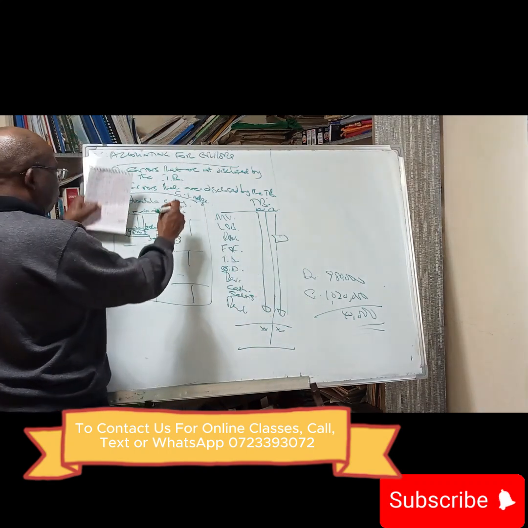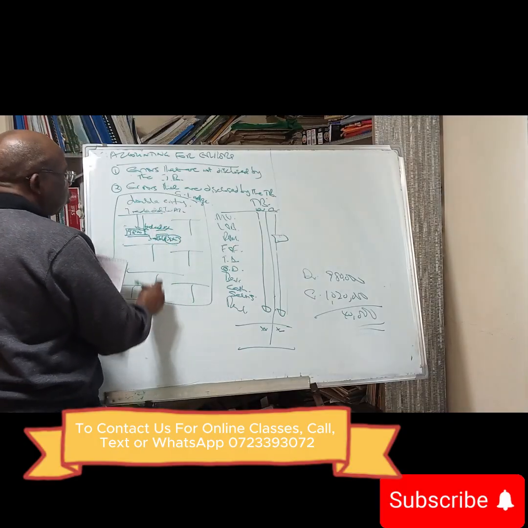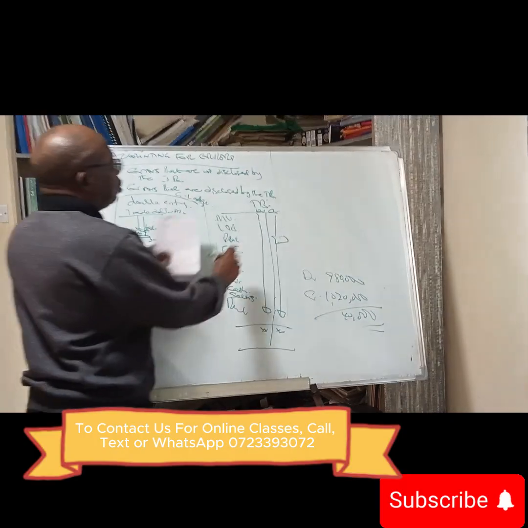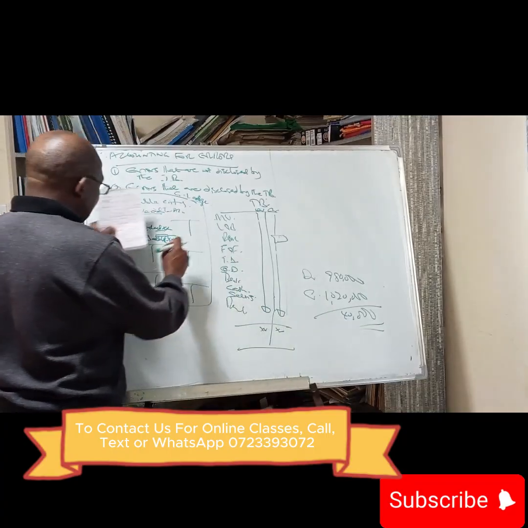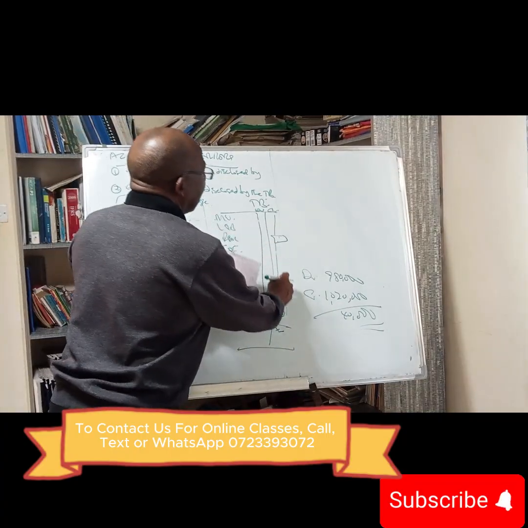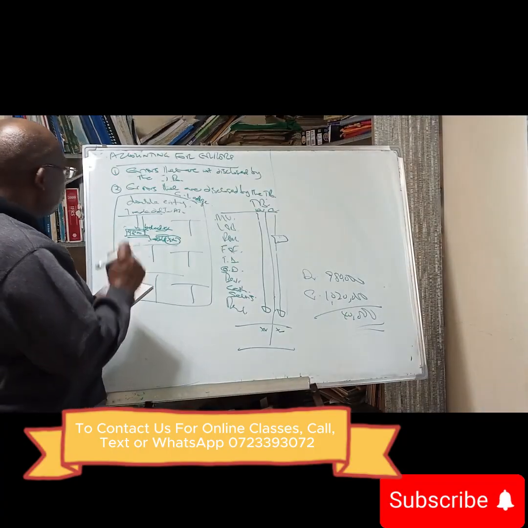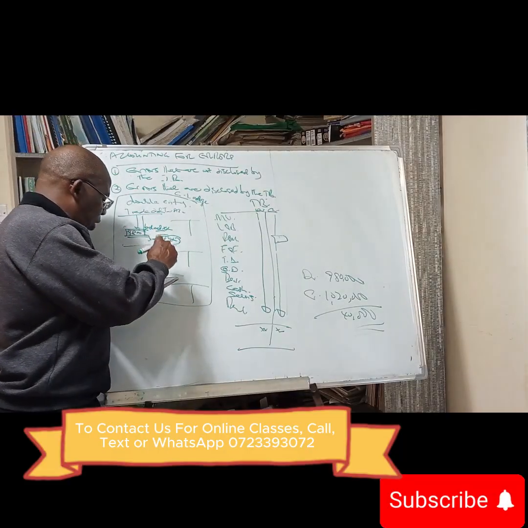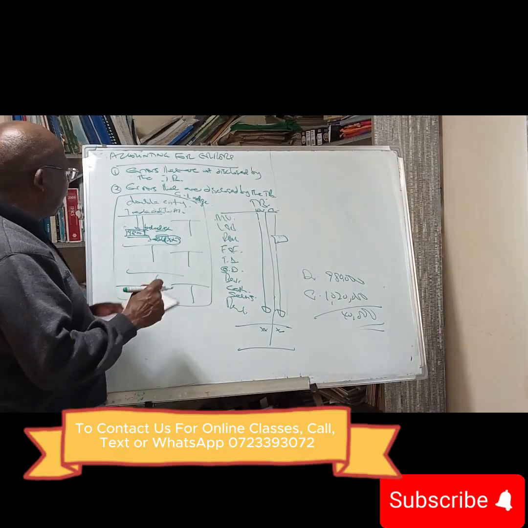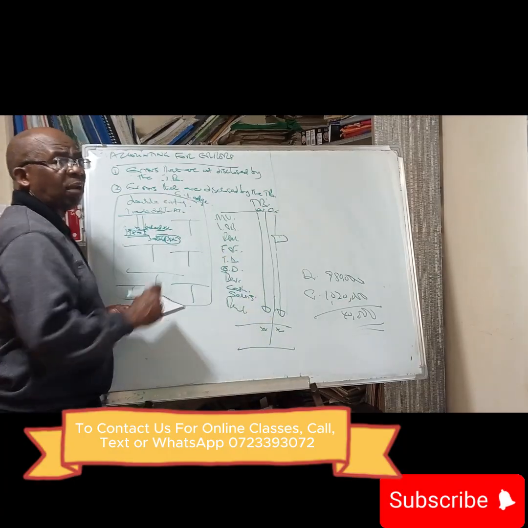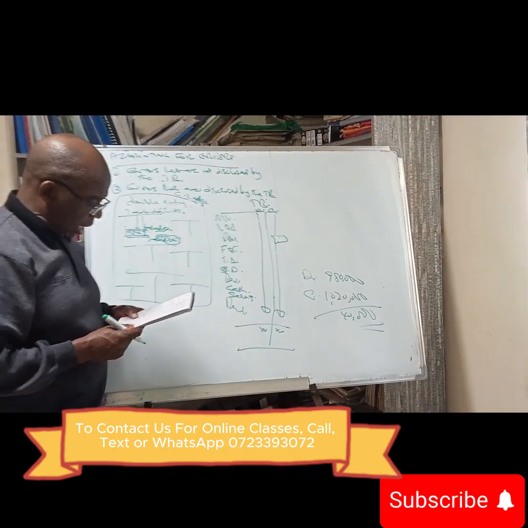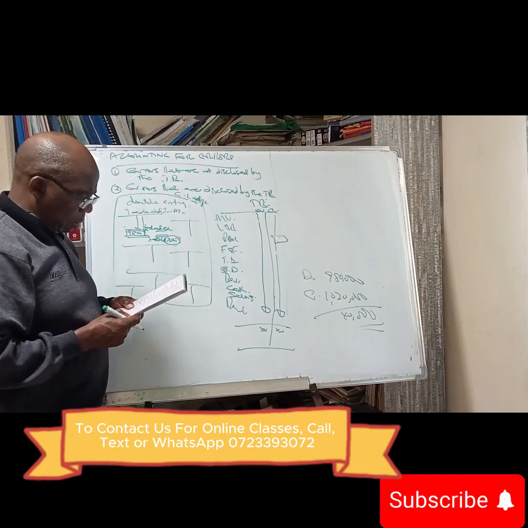How you carry the balance from the trial balance: if it's a debit balance, you bring it to the debit side of the trial balance. If it's a credit balance, you bring it to the credit side of the trial balance. If you bring it to the wrong side of the trial balance, once again the trial balance will not balance.